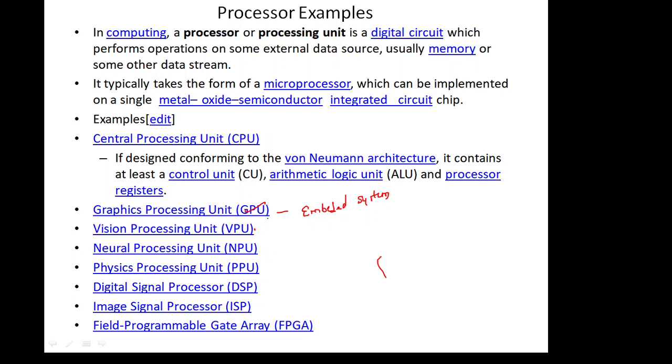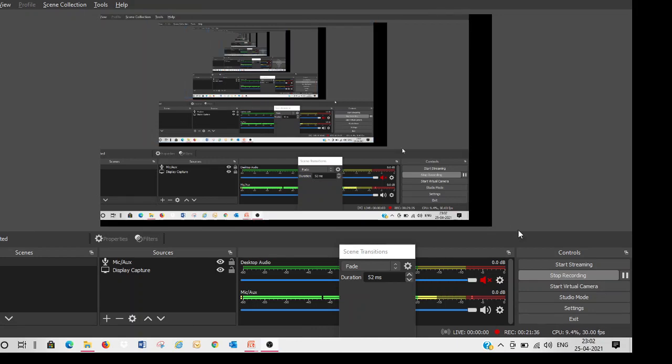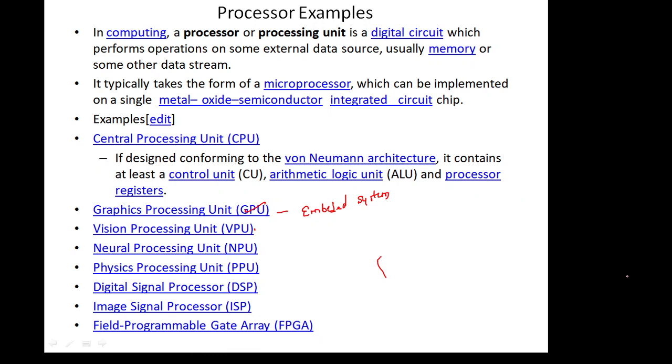So, when it comes to the vision processing unit, as the name itself indicates, it is one of the classes of microprocessor, and this is mainly used as a specific type of artificial intelligence accelerator, or used to design machine vision tasks. So that is the purpose of this vision processing unit.